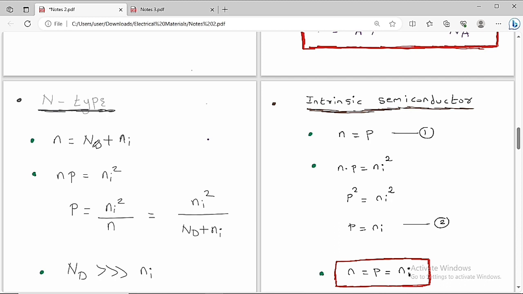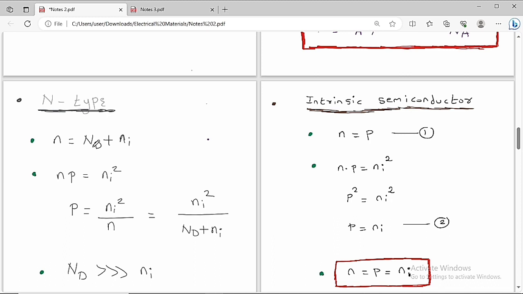Whereas when you keep the extrinsic semiconductor, whether it is P type or N type, at 0 Kelvin temperature, it is going to act like a conductor. It's a very important thing, always keep it in mind. I will also explain the concept.